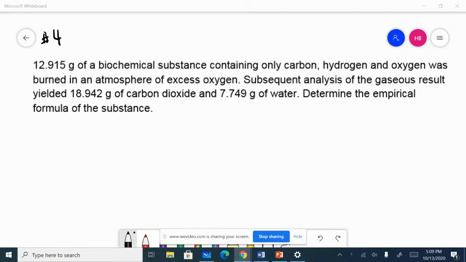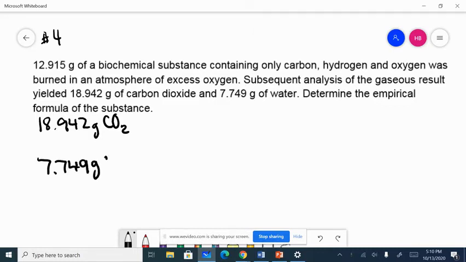Now, number 4 is a little bit different. So we have 12.915 grams of a biochemical substance containing only carbon, hydrogen, and oxygen, and it was burned in an atmosphere of excess oxygen. Subsequent analysis of the gaseous result yielded 18.942 grams of CO2 and 7.749 grams of water.